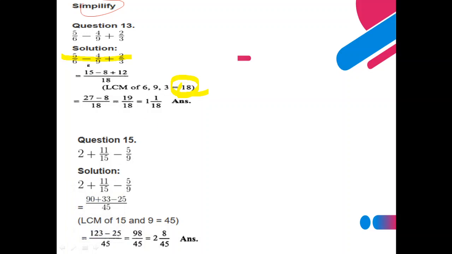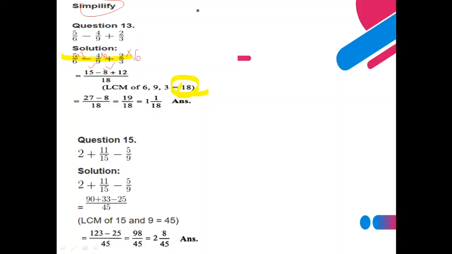6 will divide into 18, 3 times, and 3 will multiply by 5. So 15. And the same in the next: 9 will divide into 18, 2 times, and 4 into 2 we are getting 8. And 3 will divide into 18, 6 times, and 6 will multiply by 2.